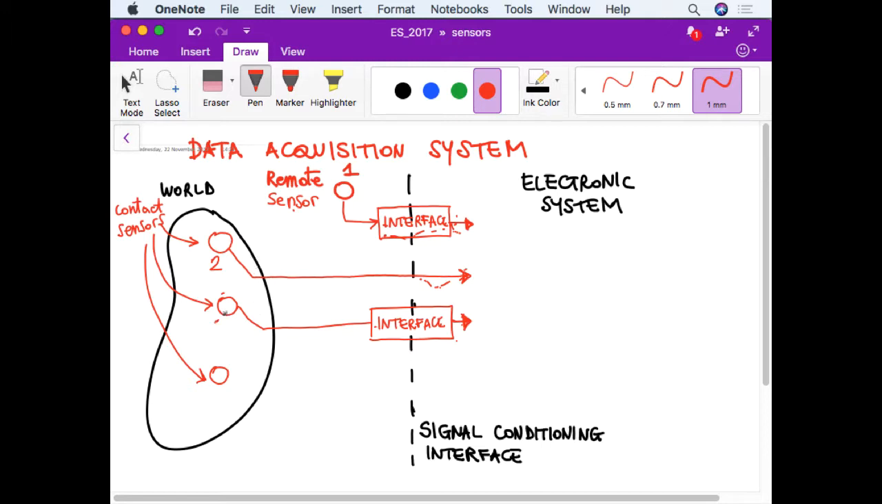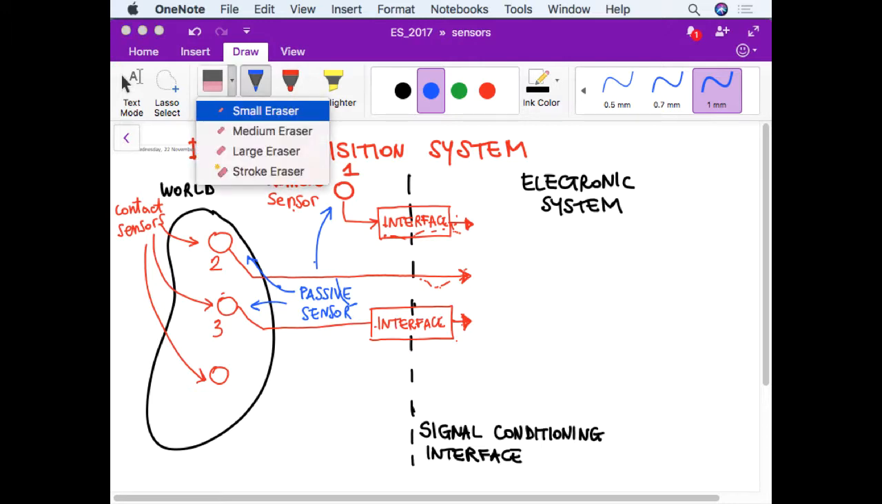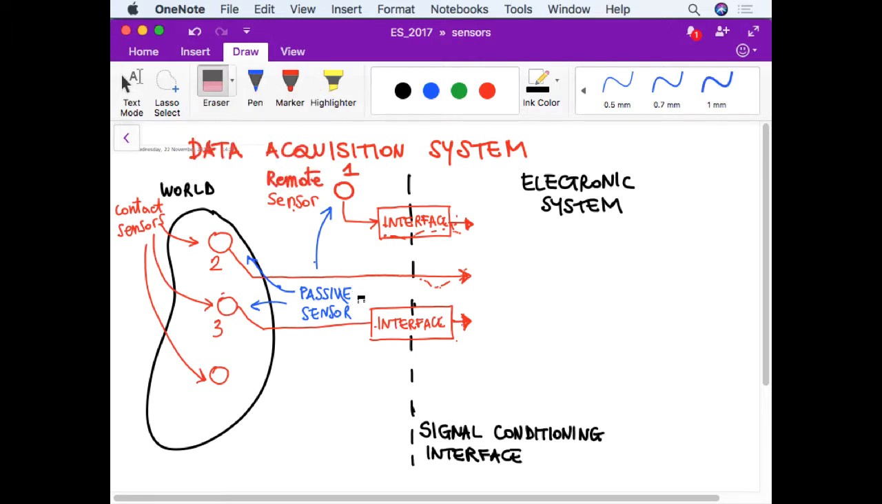So if you consider this situation, sensors 2 and 3 do not have an independent power supply, so they are passive sensors. Actually, also sensor 1, in the way in which I have drawn it, is a passive sensor. Passive means that they do not need external energy from the electronic systems in order to work.